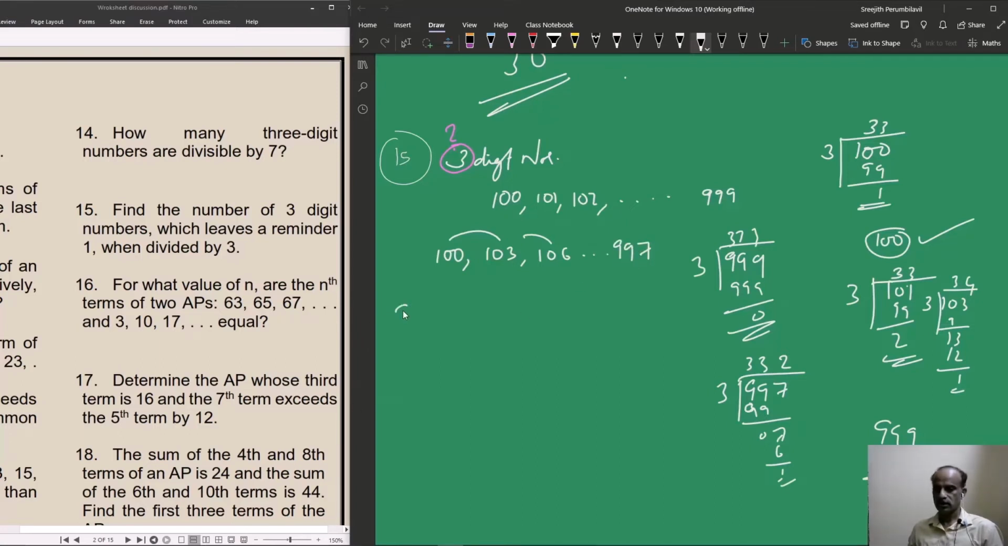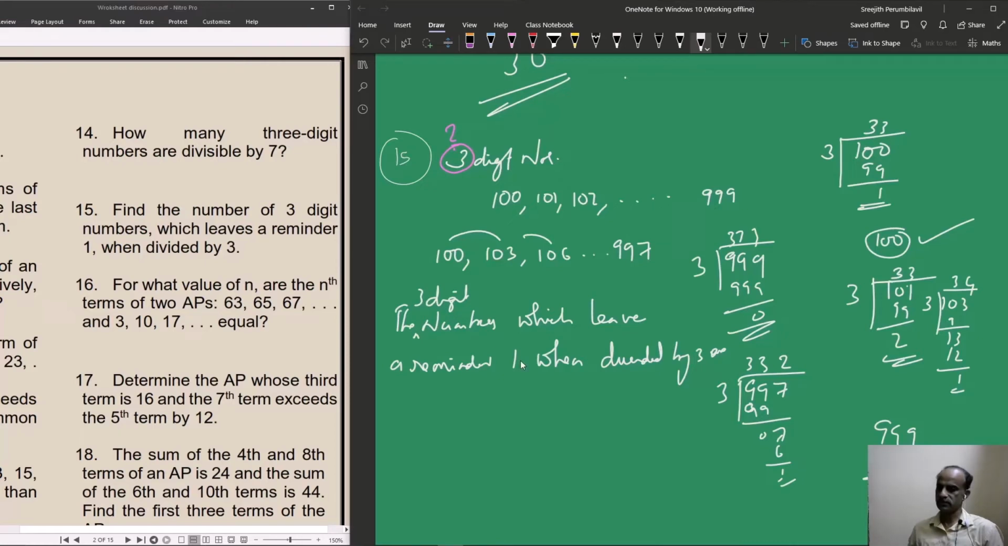Therefore, in short, the 3-digit numbers which leave a remainder 1 when divided by 3 are which? 100 is one number, 103 is another, 106 and so on.